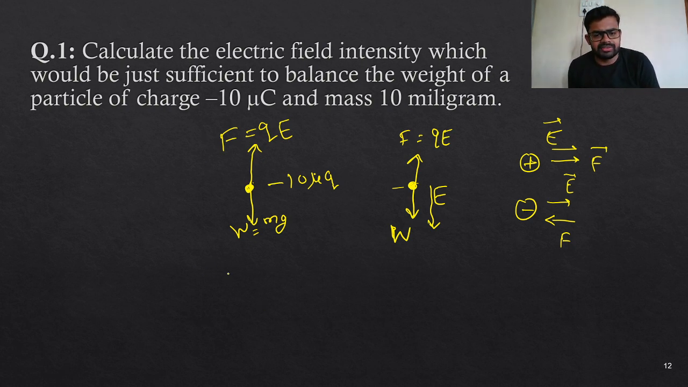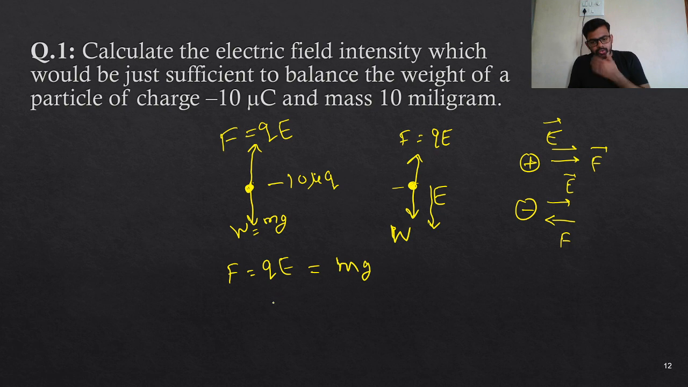Okay, so let's use it. I will simply say F is equal to Q into E, and that will be equal to mg. So here I am writing m into g. So QE: minus 10 into 10 raised to minus 6 coulomb, and the electric field is E, and after that I will write m into g. Let us write just its magnitude. So it is equal to m into g.